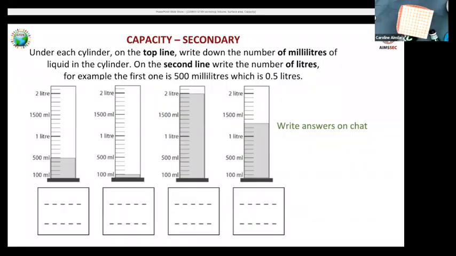So now again, put your learner hats on, and we'd like the answers to these questions. Under each cylinder, on the top line, please write the number of milliliters in the cylinder above it, and on the second line, write the number of liters in the cylinder above it. And this is the first one. You're given the first one. It's 500 milliliters, which is 0.5 of a liter.